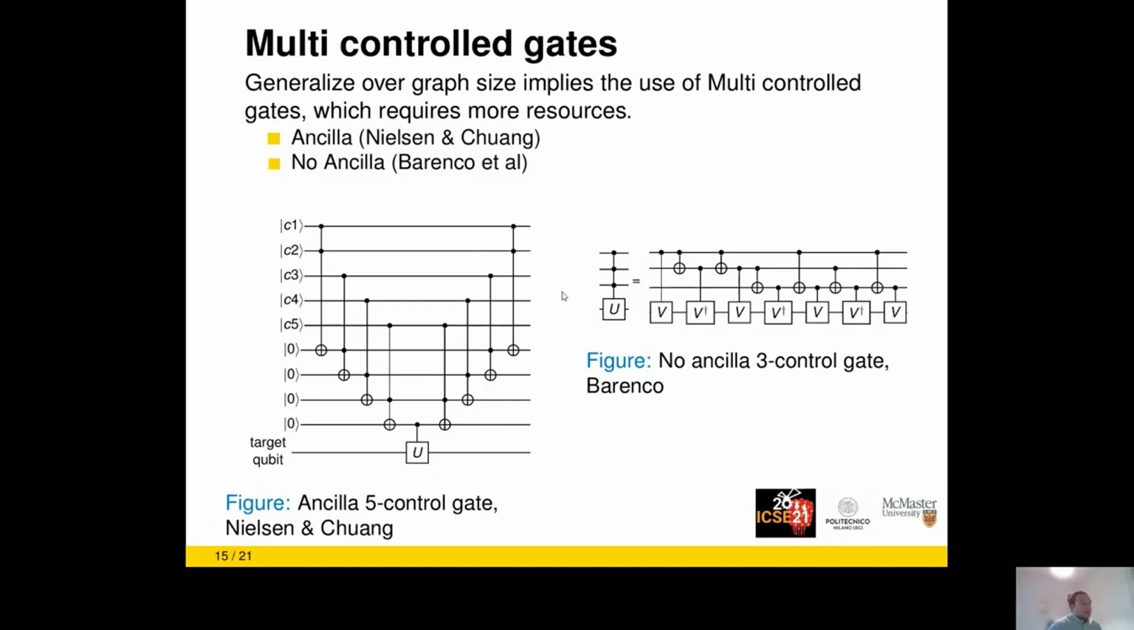The other method to construct multi-controlled Toffoli gates is the one of Barenco. Here is shown an example of a 3-control multi-controlled gate. And now we can see that we have no ancillary qubit. This is the no ancilla method, but the circuit scales in depth. And we chose this approach for our implementation.